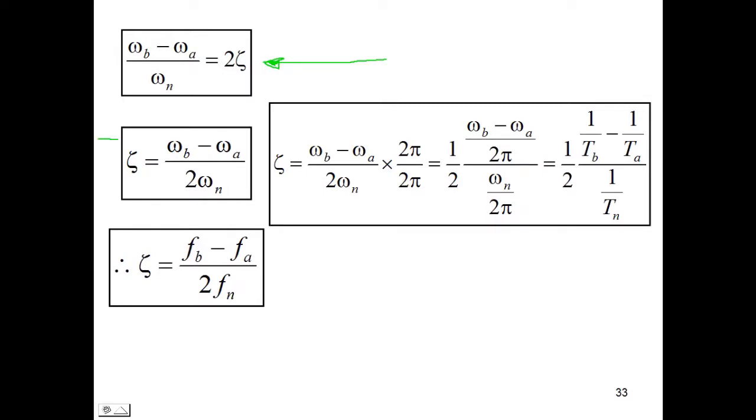Therefore, zeta can be written as omega B minus omega A, the whole thing, over 2 omega n. This equation can also be rewritten as zeta equals Fb minus Fa, the whole thing over 2Fn, where F is the cyclic frequency of the harmonic force, and Fn is the natural cyclic frequency of the system.